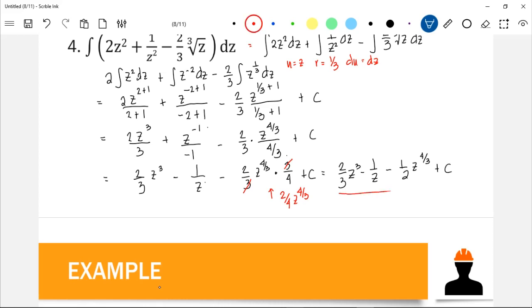So this is now the integration of 2z squared plus 1 over z squared minus 2/3 cube root of z dz.